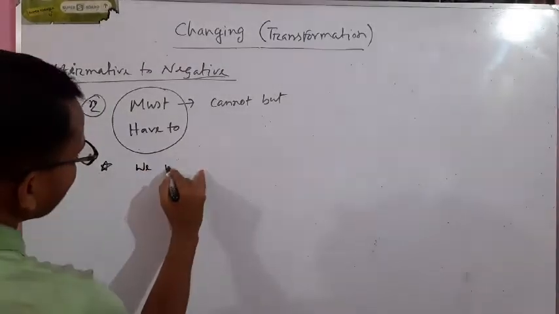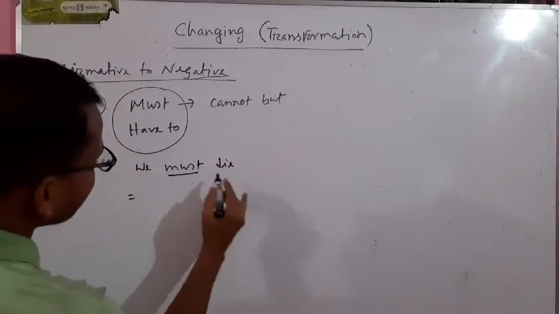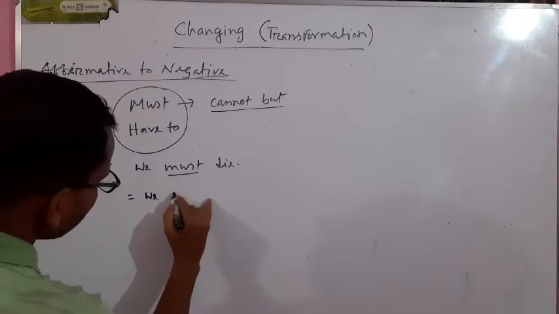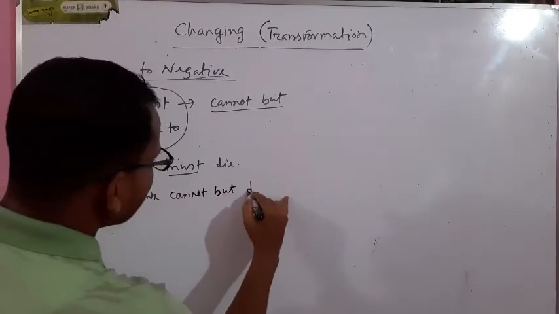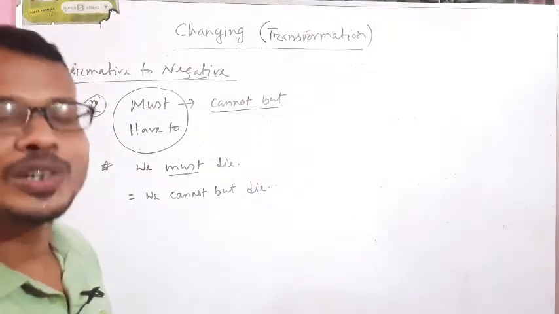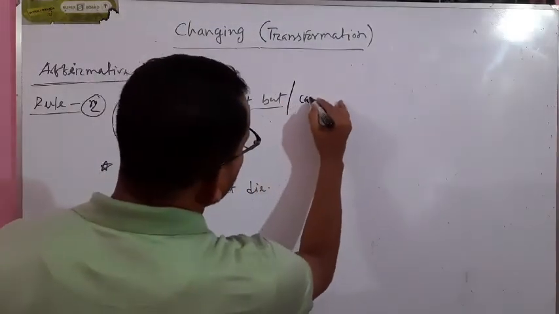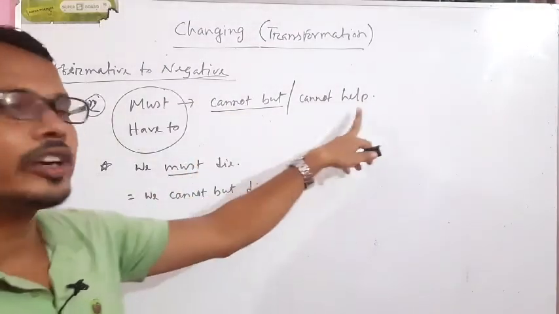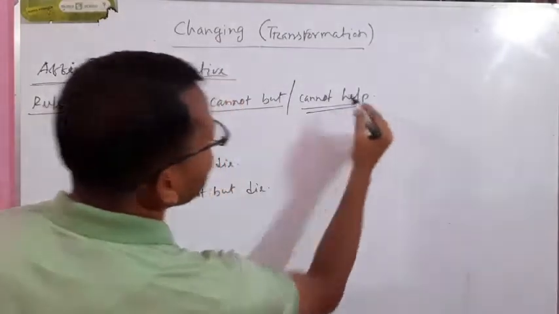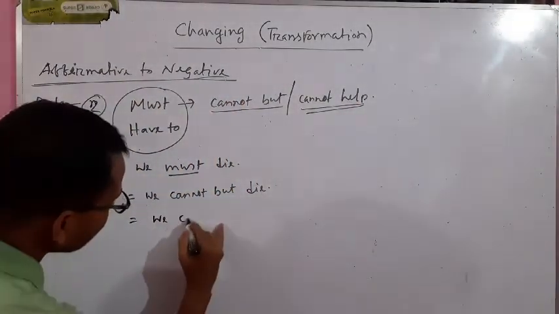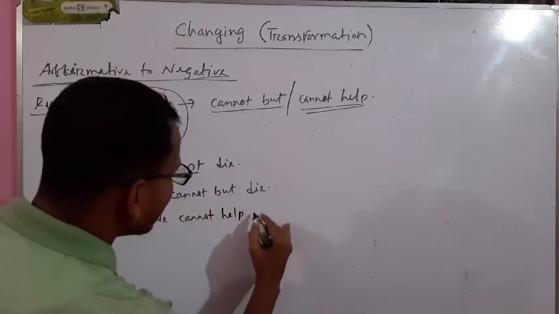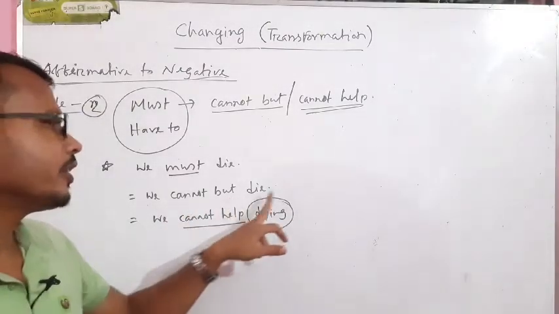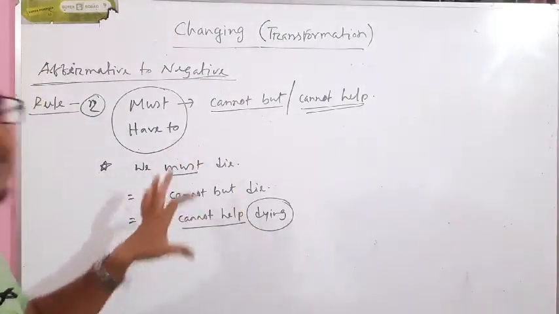Let's go with some examples. Example number 1: We must die. Instead of must, if you want to turn it into negative, we have to use cannot but. We cannot but die. Here one thing has to be noted: we can also use cannot help instead of must or have to. We can use cannot but or cannot help. But in the case of cannot help, there is a difference. We cannot help dying. After cannot help, you have to add ing with the verb, but after cannot but, you must not change the verb. The verb will remain the same. This is the difference.